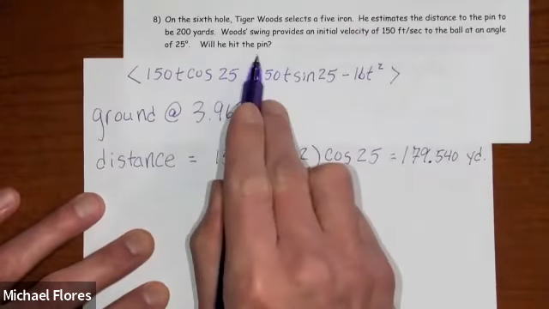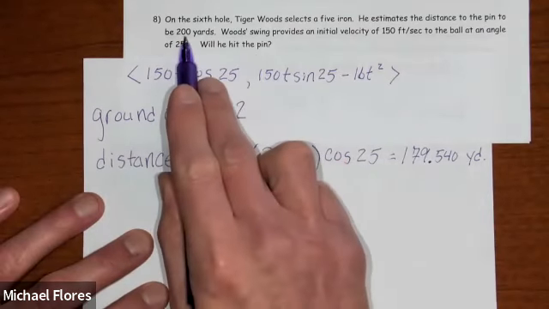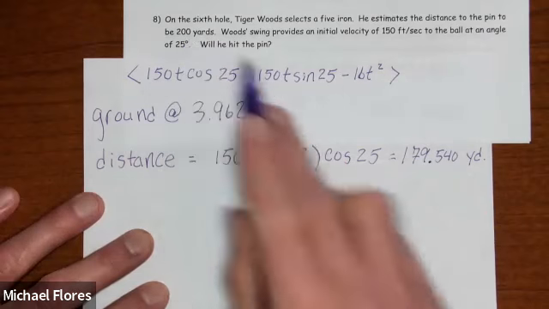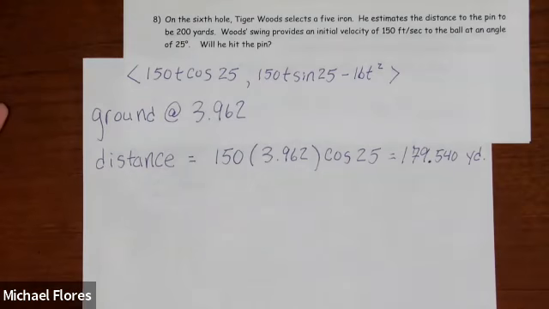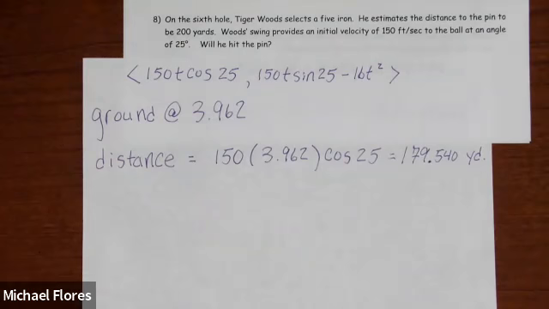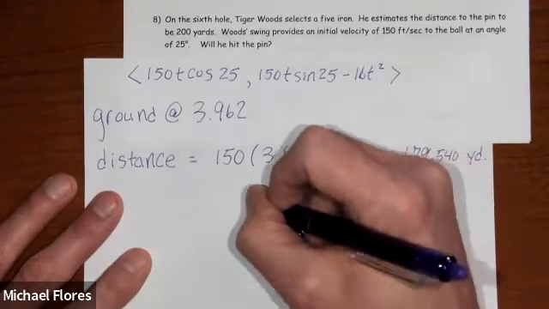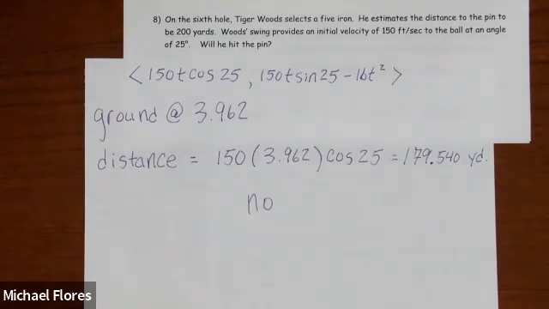Will he hit the pin? Well, no, because the pin is 200 yards away. His ball lands at 179.54. So we're going to assume that it definitely falls a little short. But since he's so good, it probably hit the ground and then rolled in. So did it hit the pin? No, but it probably rolled in for a hole in one. That's it for that one.